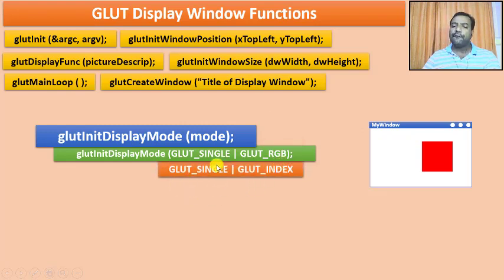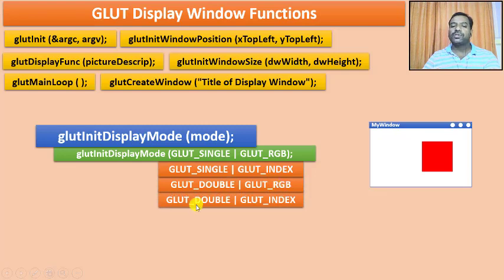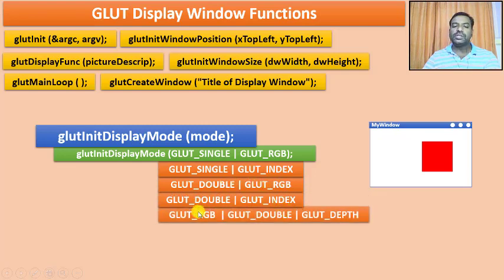Or else if you want, you can use the index color also. Instead of RGB, I can use the index color and the single buffer, or the double buffer and the RGB mode, or the double buffer and the index color, or the RGB color model with the double buffer. Out of this double buffer, one buffer will be dedicated to the depth buffer.